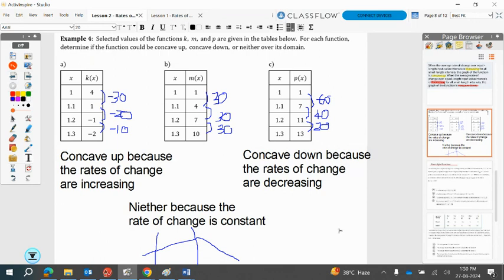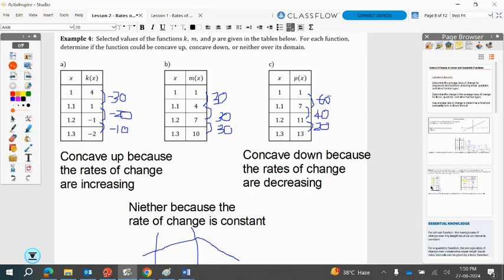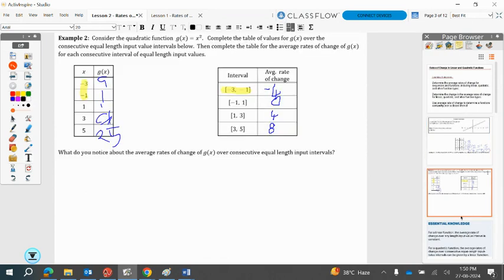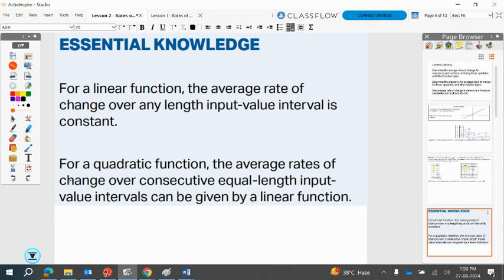All right, then. That's basically the ideas that we're looking at today. Quick recap. For a linear function, the average rate of change is constant over any length input values. For a quadratic function, the average rate of change over consecutive equal length input value intervals can be given by a linear function. That means it's constant. If they weren't equal length input value intervals, it would be going in the same direction, but it wouldn't be constant.